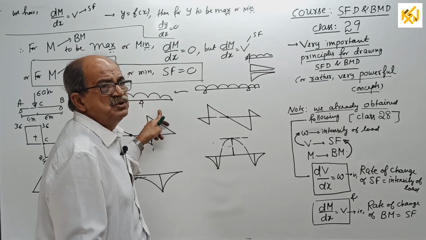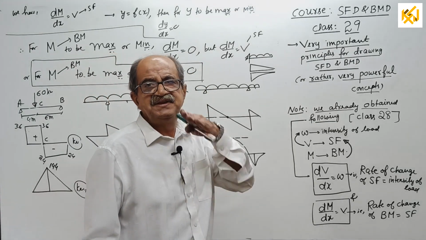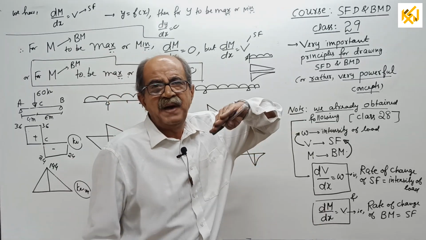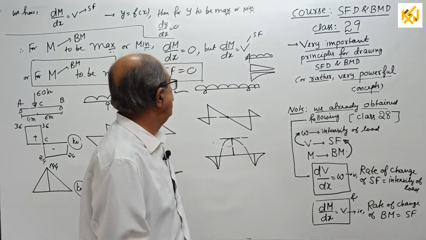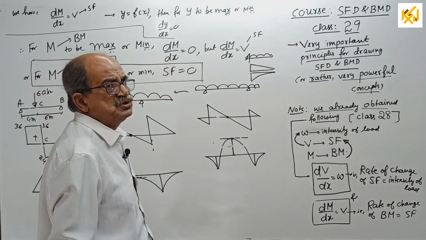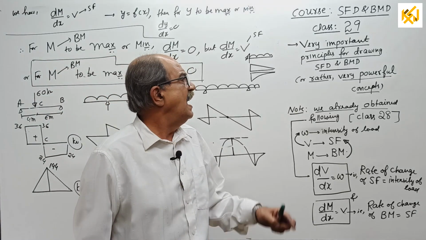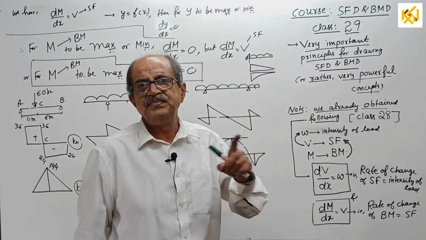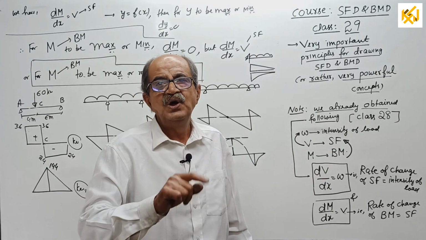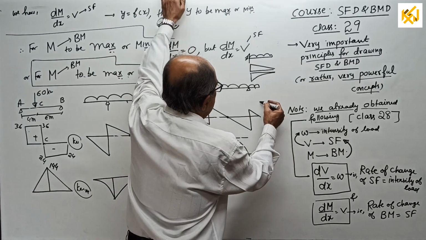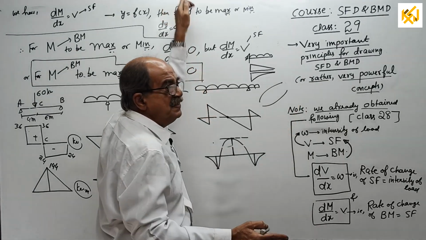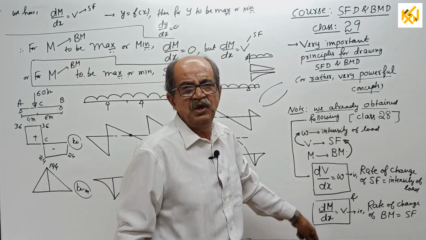UDL between two standard points: shear force variation linear, BM variation parabola of second degree. Uniformly varying load between two standard points: shear force variation parabola of second degree and BM variation parabola of third degree. In all such cases, to decide the curve, whether this way or this way, you require the concept. One by one will come.